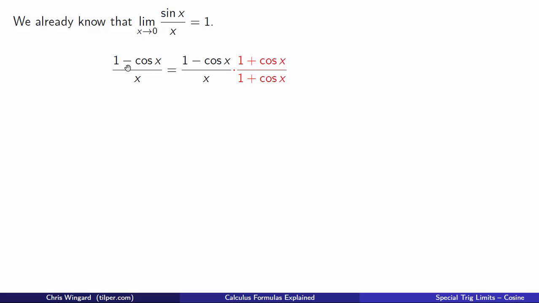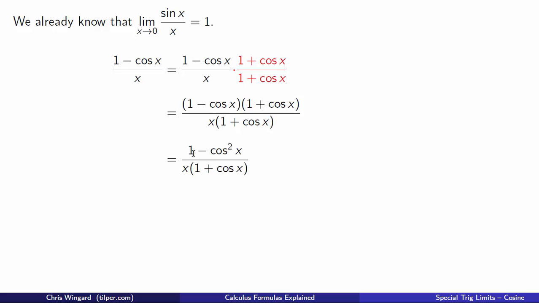First, before we take any limits, let's do some algebraic manipulations. So (1 minus cosine x) over x, what I want to do is multiply the top and the bottom by 1 plus cosine of x. When I distribute on the top, I'm going to end up FOILing: first, outer, inner, last, and I end up with 1 minus cosine squared of x on the top. On the bottom, I don't want to distribute anything, I want to keep these separate. So 1 minus cosine squared of x, that is sine squared of x, and the denominator stays the same.